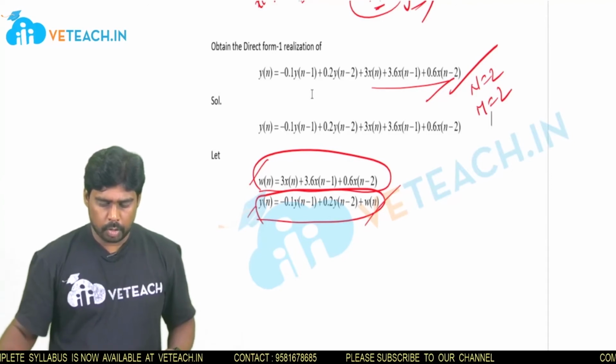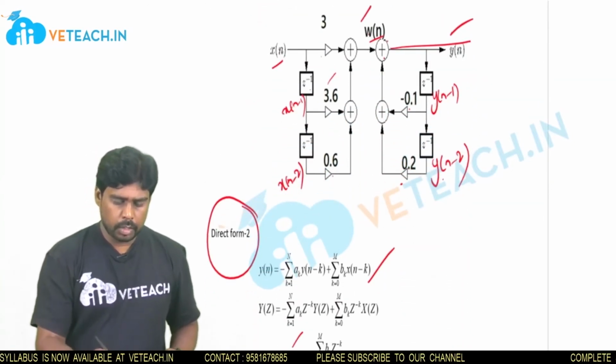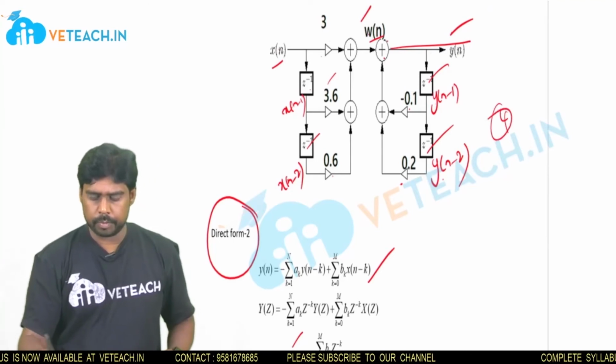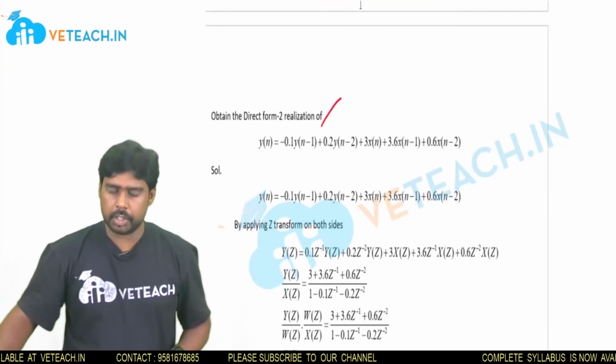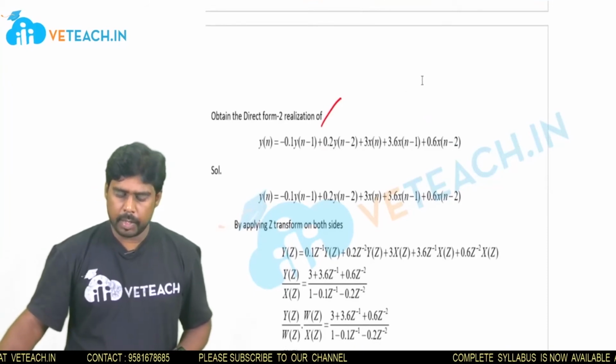So how many unit delay blocks are there? 1, 2, 3, 4, that is 2 plus 2. But in direct form 2, let us see whether there will be any reduction in those blocks. So I have considered the same example.